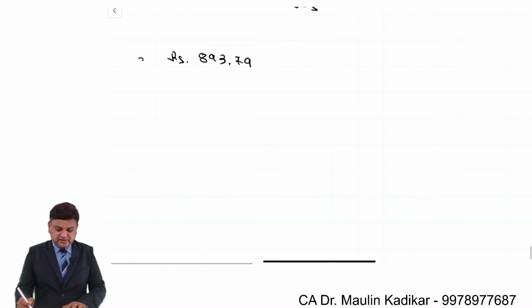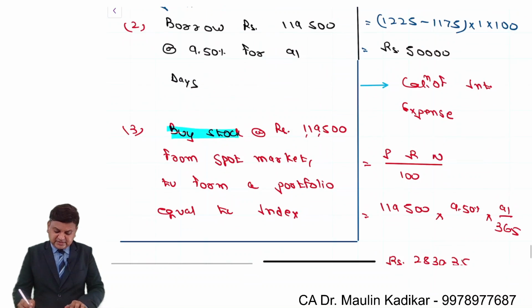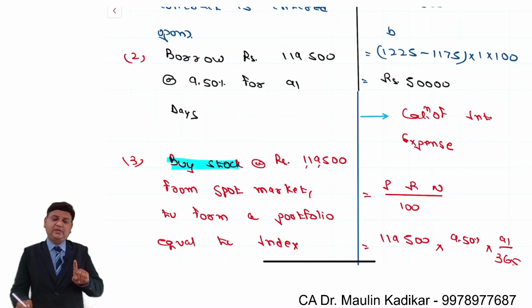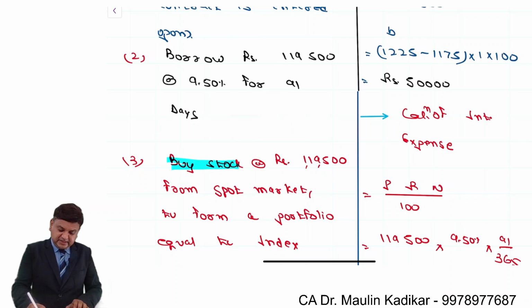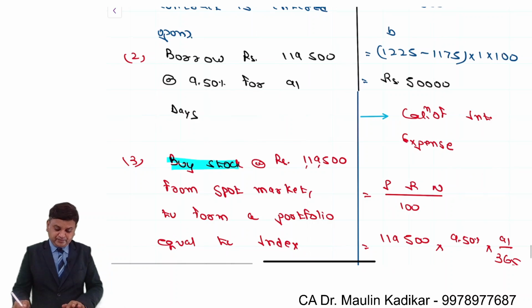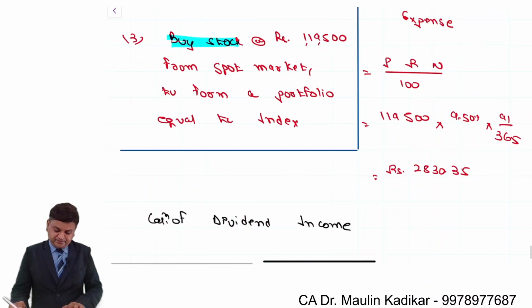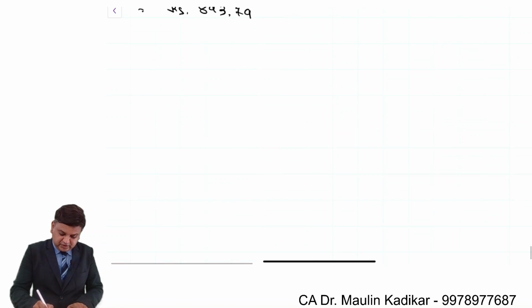893.79. This is the dividend income that you have. Next, listen carefully. Since you had made investment in the portfolio as per the index, you have made investment in the stock as per the index proportion. So if at all the price increases to 1260 or price decreases to 1175, the value of your portfolio will change accordingly. So what will happen?